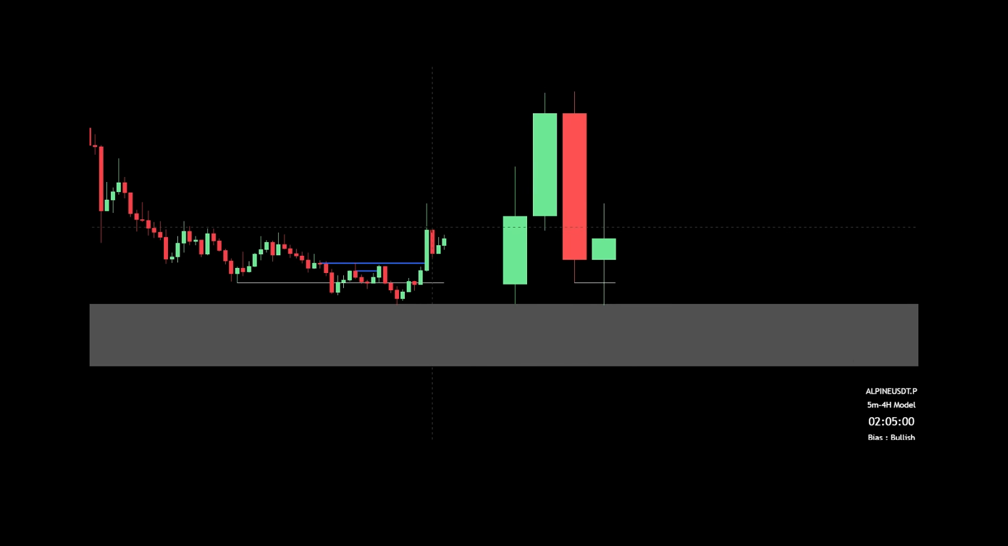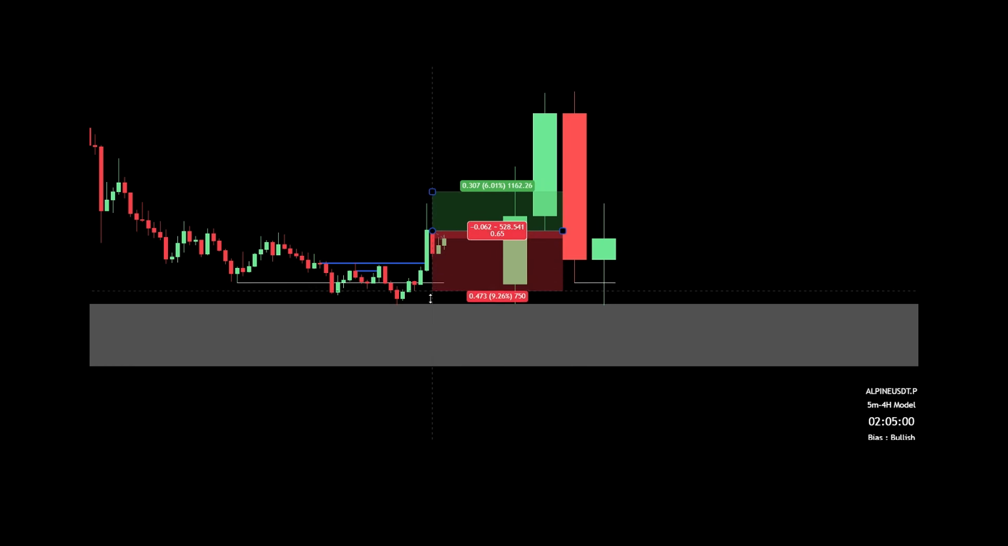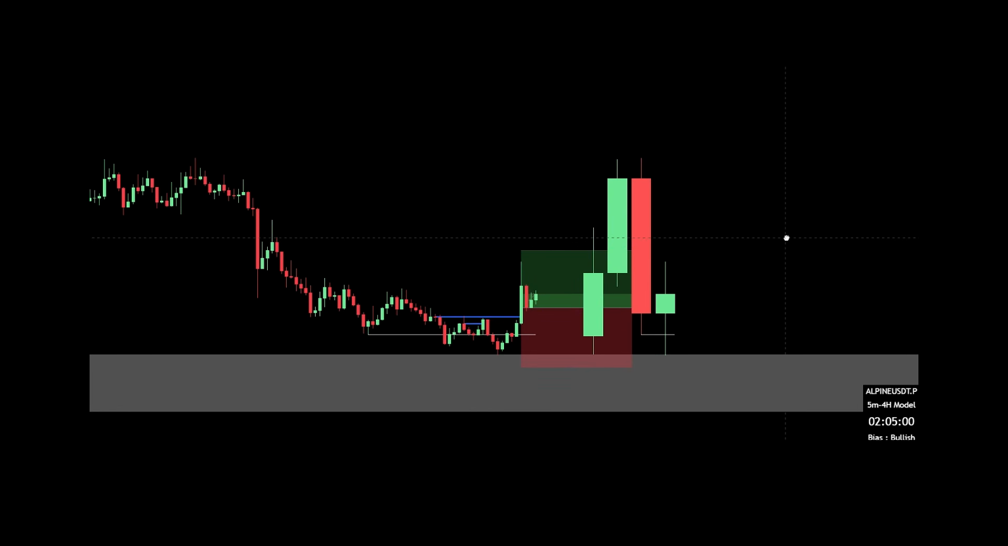You can either enter when price breaks, or you can wait. Usually there's a bit of a retracement. You can see price will retrace a little bit. We can look for our entry on the retracement, or there's the opposing level break, which is over here, which becomes a continuation entry. If price breaks that level, that can also be a great entry point.